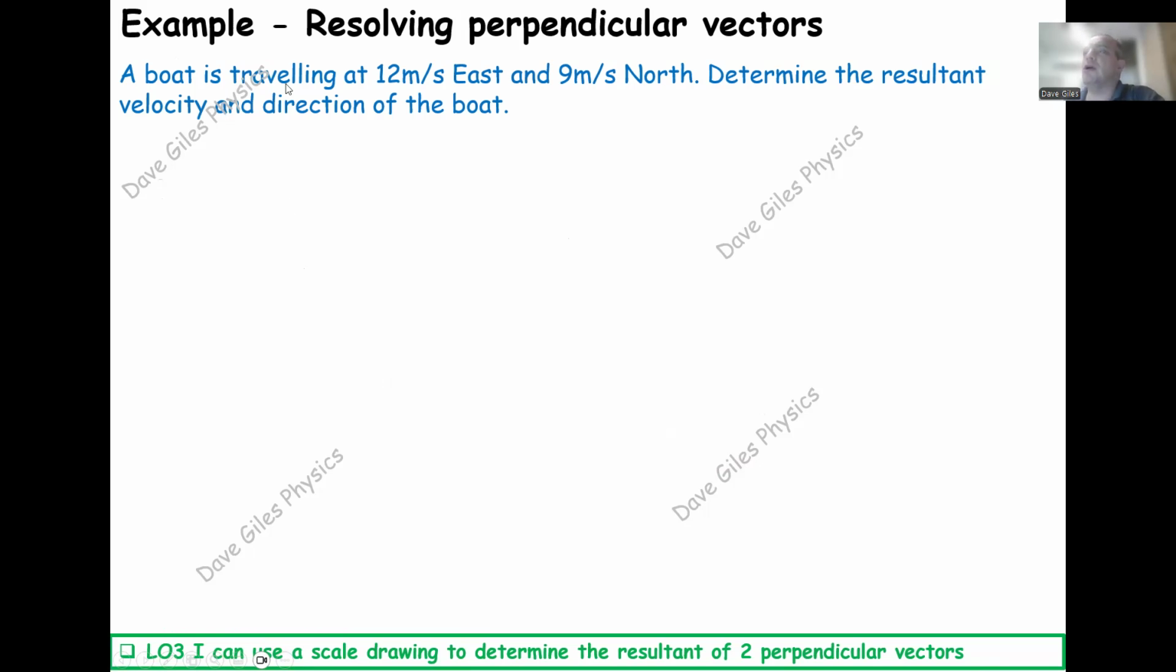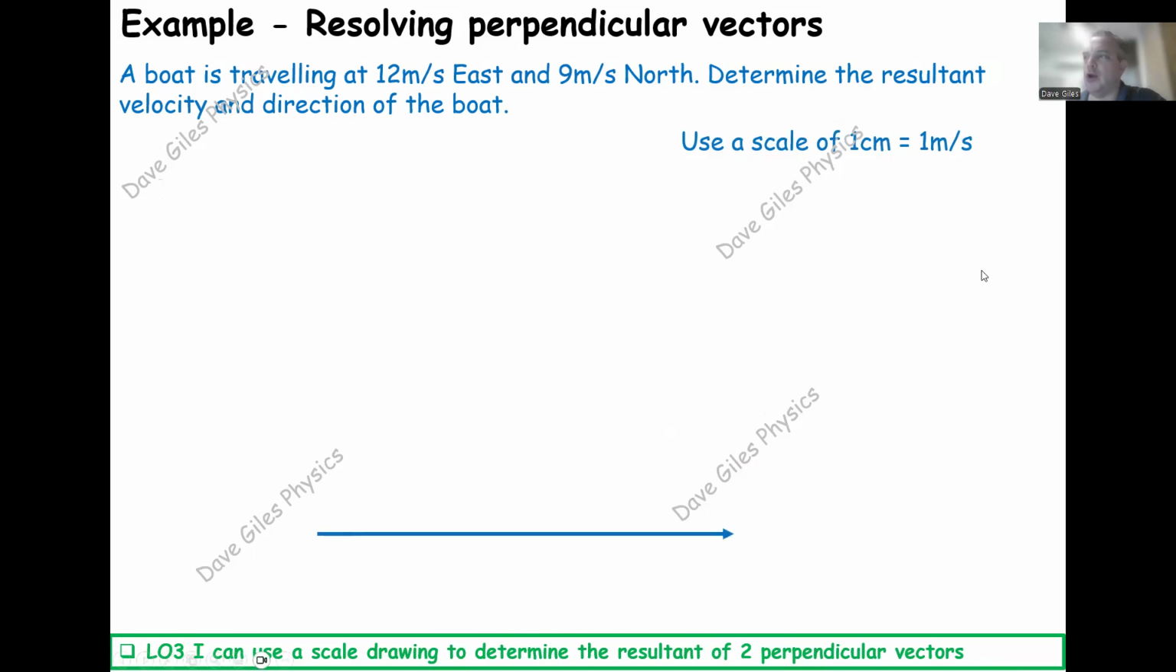So a boat is traveling at 12 meters per second east and 6 meters per second north. Determine the resultant velocity and direction of the boat. So you generally want a scale where it's going to take up as much of the page as possible. Because if you have it so it's taking up a tiny fraction of the page, and I say a lot of students do this, then you get a lot more error in your final answer. So I'm using 1 centimeter is 1 meter per second.